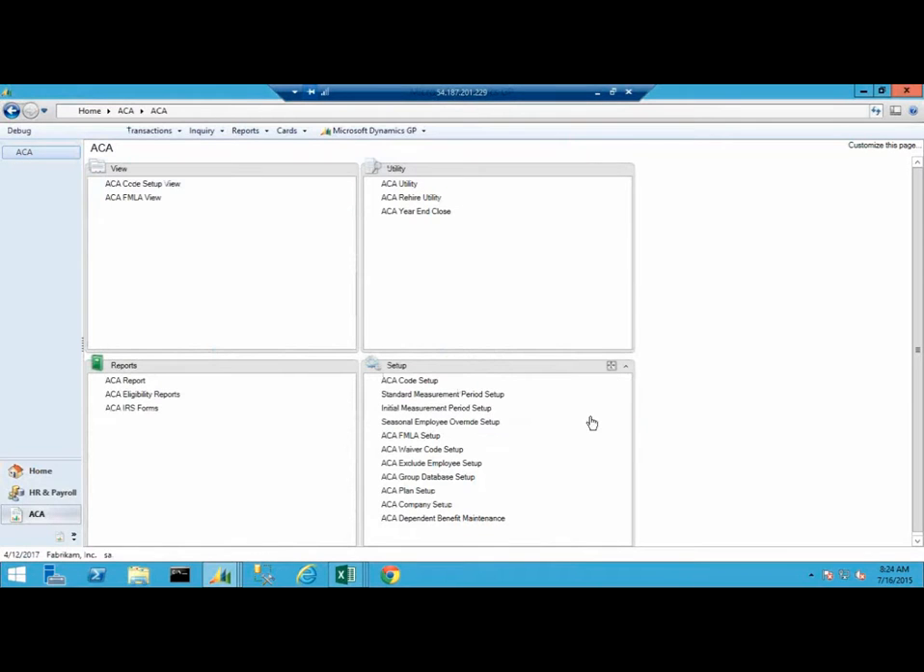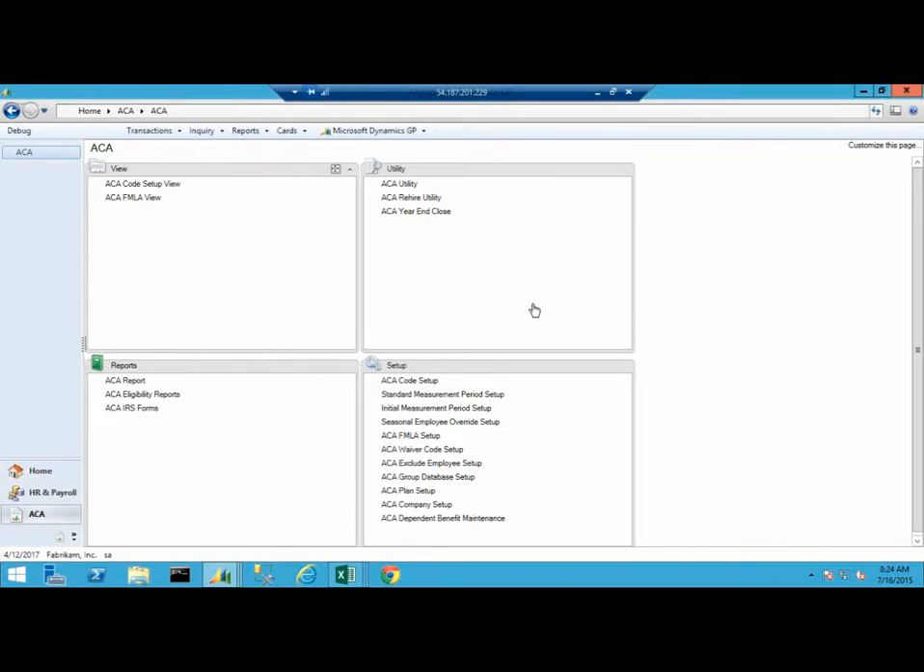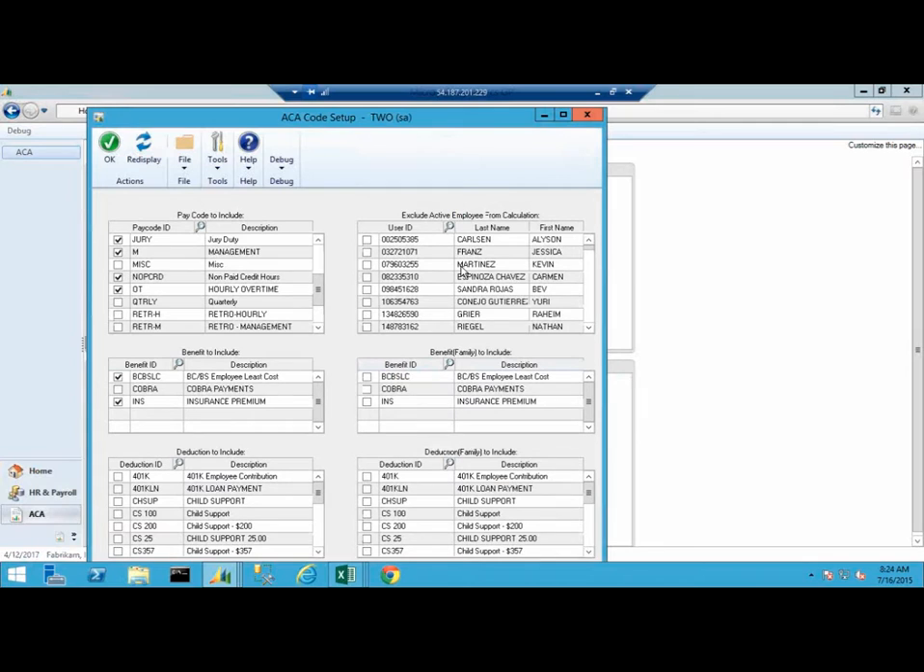And we handle that two different ways. The first way right here is the FMLA setup. You just put in the employee ID, the start and end date, and you can have multiples of these, and that's fine. And what we do there is we just reduce the denominator. In other words, if a person was gone 4 weeks and you had a 52-week measurement period, we only monitor whether or not they average 30 hours a week in the 48 weeks that they actually worked. But there's a case of FMLA where I could come to you and say, hey, I hurt my shoulder.